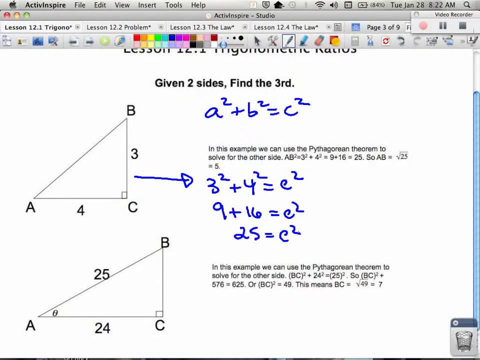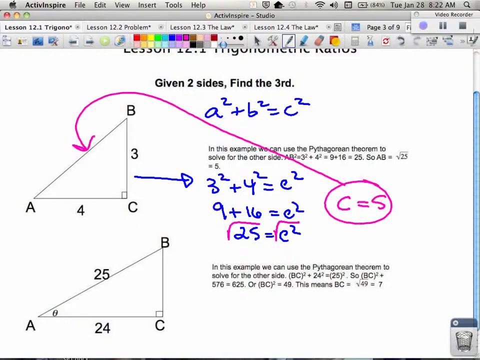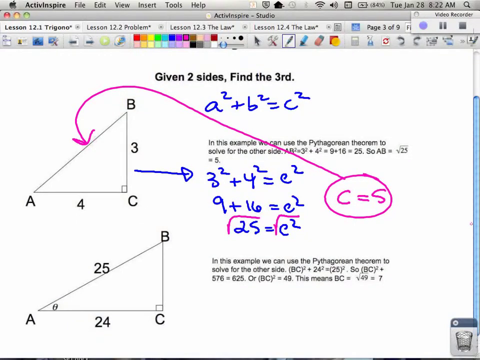But I don't want c squared. I want c. So I have to square root both sides. And I find out that my c then ends up being 5. So this is the hypotenuse side. In the triangle down below, however, they give us the hypotenuse.